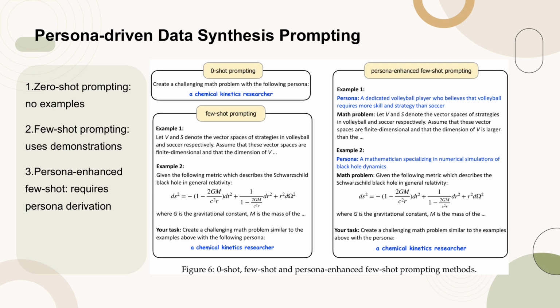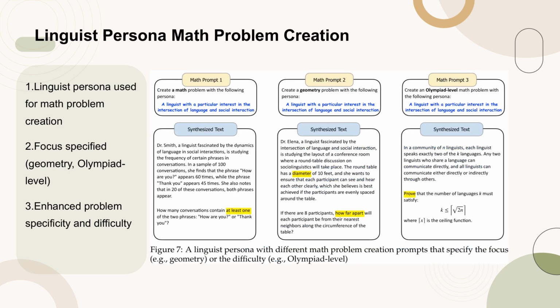Few-shot prompting enhances data synthesis by including demonstrations. Persona-enhanced few-shot prompting further improves synthesis by integrating personas, though it necessitates deriving personas for each demonstration. Figure 7 illustrates the application of a linguist persona in generating math problems with specified focuses such as geometry or Olympiad-level difficulty. This approach demonstrates how personas can be utilized to tailor math problems to specific contexts and challenge levels, enhancing both the relevance and the complexity of the problems created.